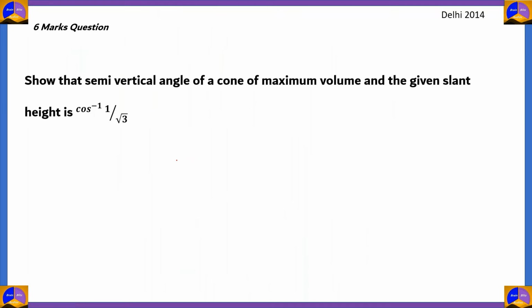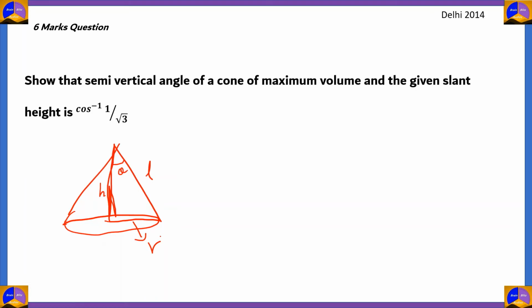Now let's look at the next question. Show that the semi-vertical angle of a cone of maximum volume and given slant height is cos inverse 1 by root 3. Now let's draw our figure first. So we have a cone here. Okay, so this is the semi-vertical angle. This is its height. This is its slant height, L. And we take this as R, the radius. And we'll mark it as ABC.